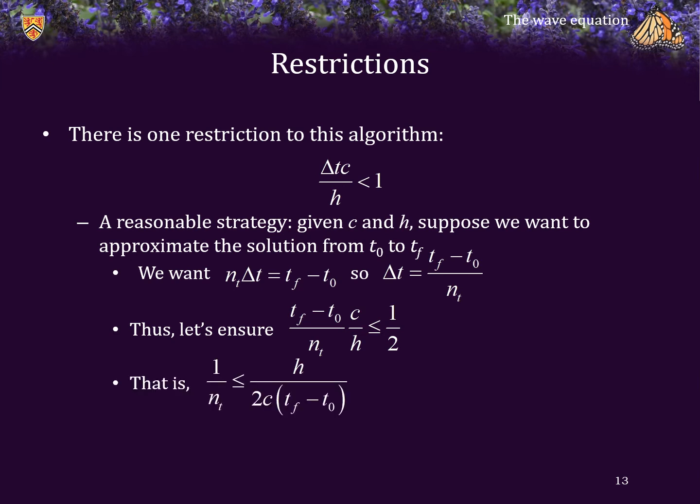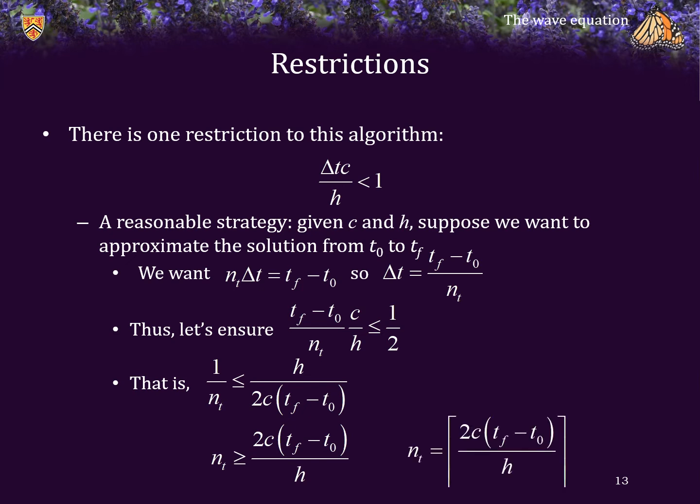Well, we can cross multiply, bring everything other than n sub t to the right-hand side, take the reciprocal, which requires us to change the direction of the inequality, and if we need that the integer n sub t is greater than or equal to that right-hand expression, well, let's just take the least integer greater than or equal to that expression, and that is the ceiling function.